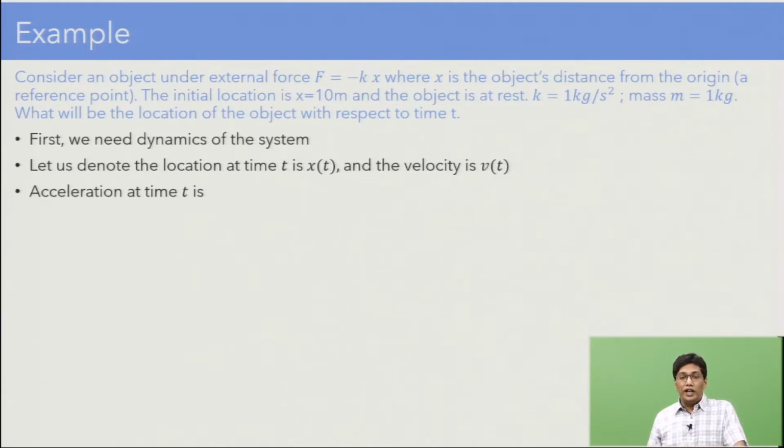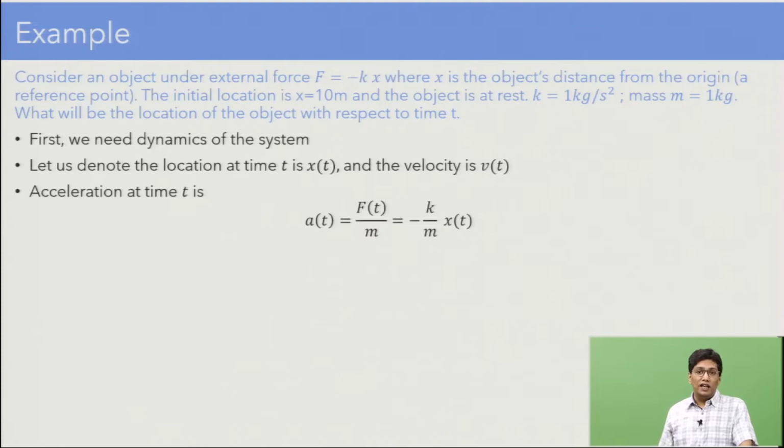Now, if you look at the acceleration of the object at time t, that is given by force divided by the mass, and the force itself is a function of time, because force is equal to minus kx and x is a function of time. So, I denote it by x(t). The force will be equal to minus kx(t), and if I divide by m, the acceleration will be equal to minus k by m times x(t).